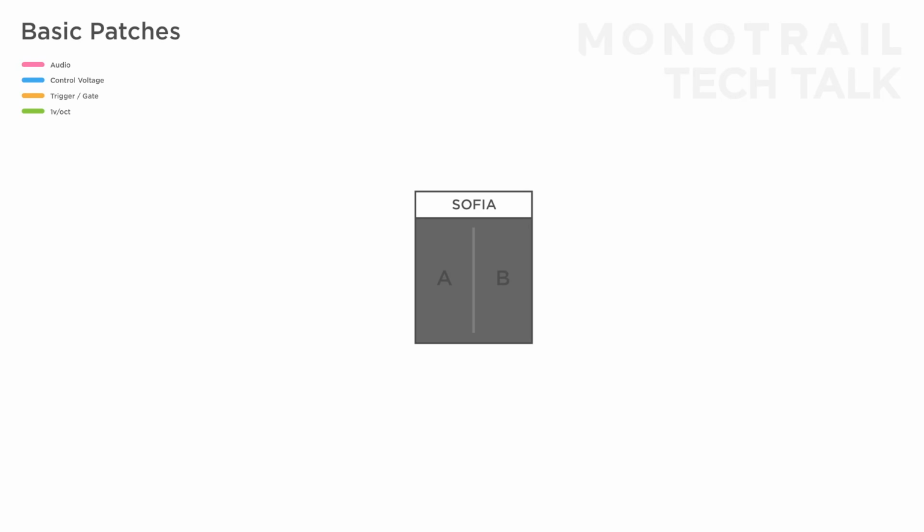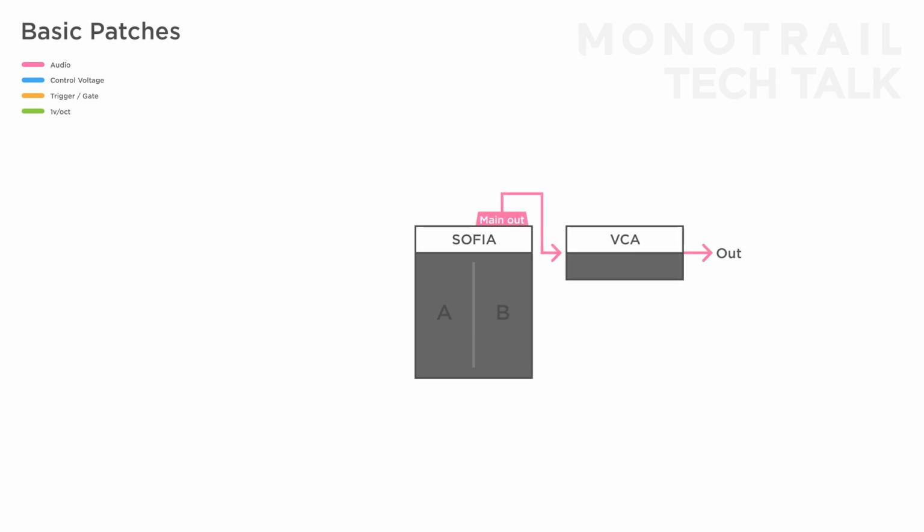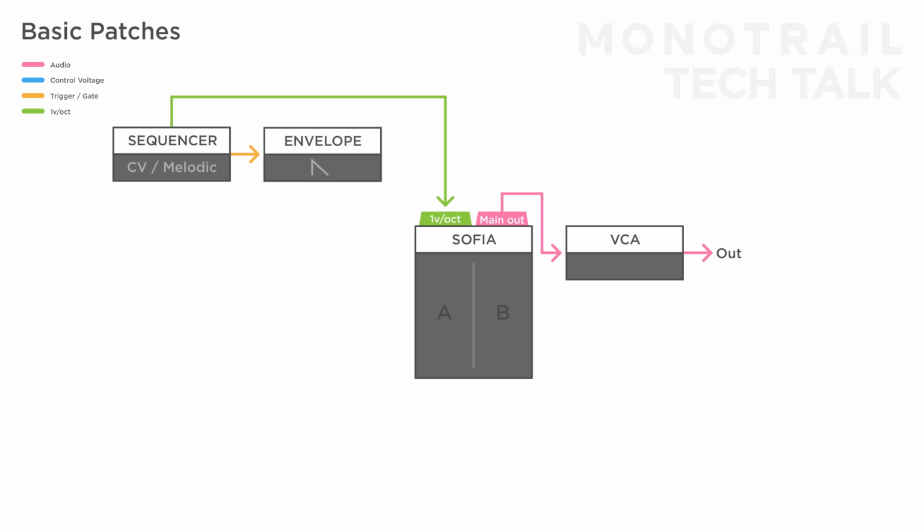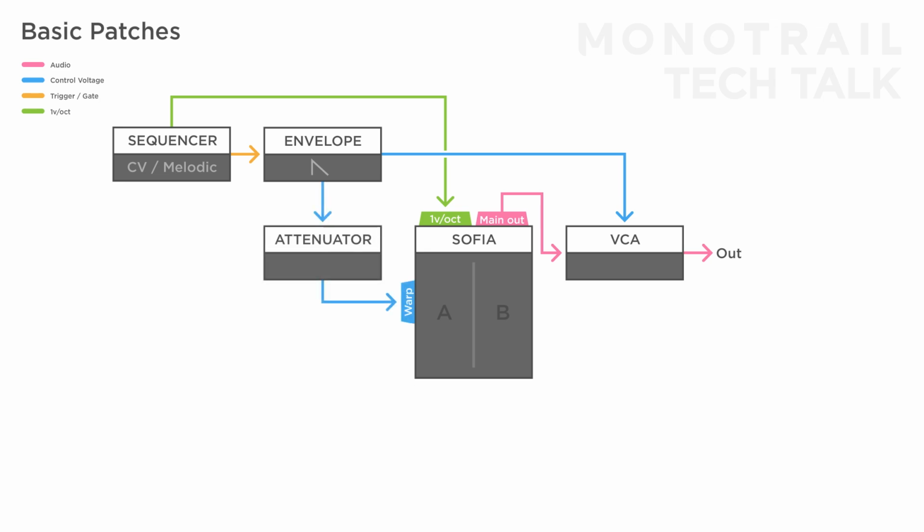Here's a simple setup to show how Sofia can take care of both sound shaping and filter duties. The main output is sent directly to a VCA. A sequencer is used to create a melody and trigger an envelope. The plucky envelope opens the VCA. A multiplication of the envelope is sent through an attenuator and on to modulate the warp of element A.